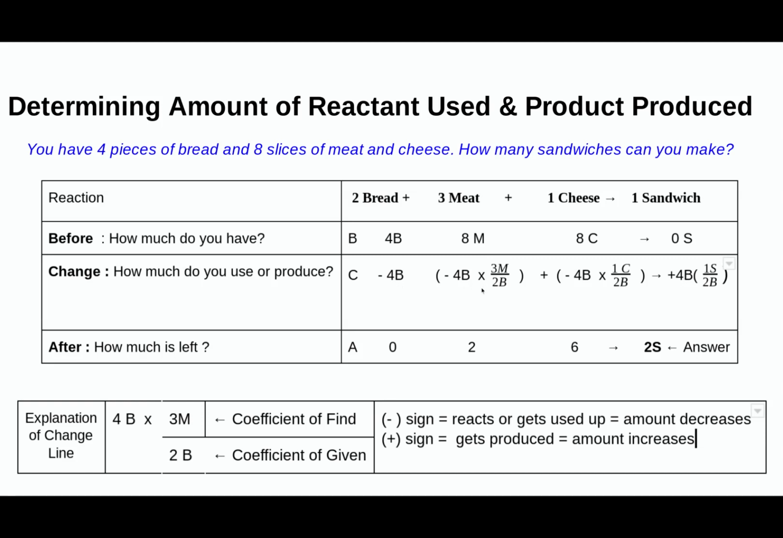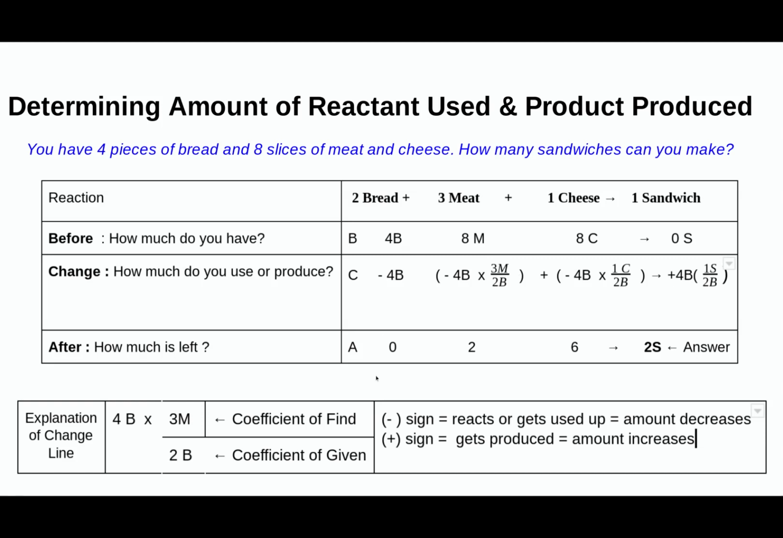So to determine how much meat I use up, I use a conversion. I know from my recipe, for every 3 pieces of meat, 2 pieces of bread are required. So I put 2 pieces of bread on the bottom, so B for bread can cancel. Similarly, for cheese, I know that 1 piece of cheese is required for 2 pieces of bread. So I put 2 pieces of bread on the bottom, so bread can cancel. And then for sandwiches, I know that for every 1 sandwich, I need 2 pieces of bread. So I can calculate then for 4 pieces of bread, how many sandwiches I can make.